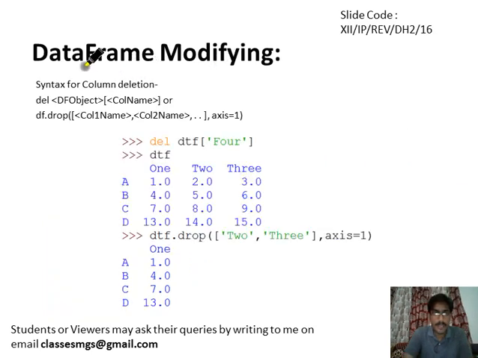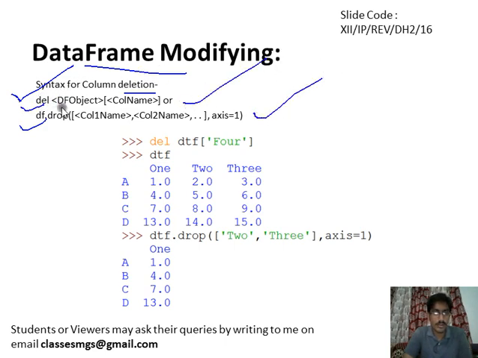Now we will see another important topic, column deletion. If you want to delete a column or delete a row, this question may also be asked for 1 or 2 marks. If you want to delete a column, you will use the del function. If you want to delete a row, you will use the drop method directly. If you want to delete a column using the drop method, you may pass axis equals 1.